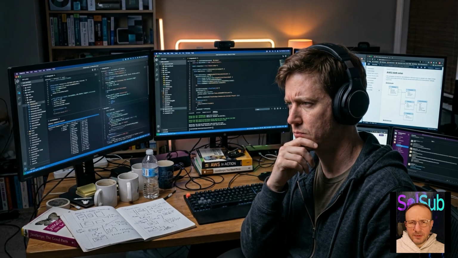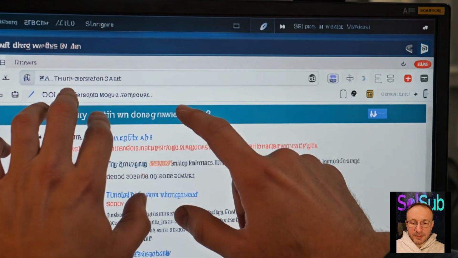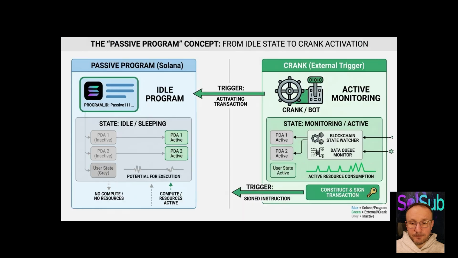Now, I'm not here to sell you hype. Web3 has real trade-offs. Let's be honest about them. You lose SQL flexibility, but you gain O(1) lookups. You lose automatic scheduling, but you gain permissionless execution. You lose the familiar credit card UX, but you gain non-custodial payments.